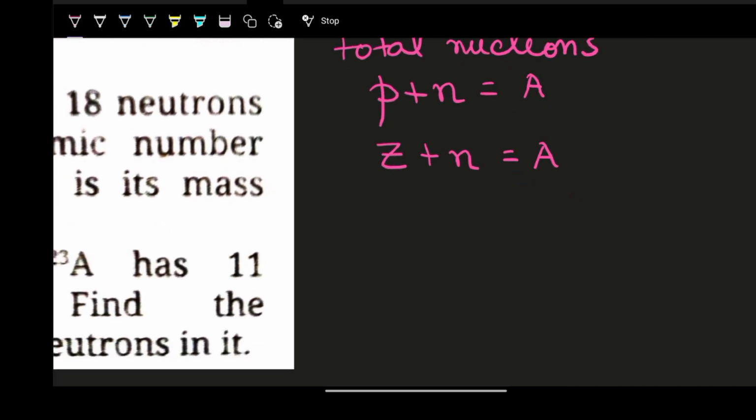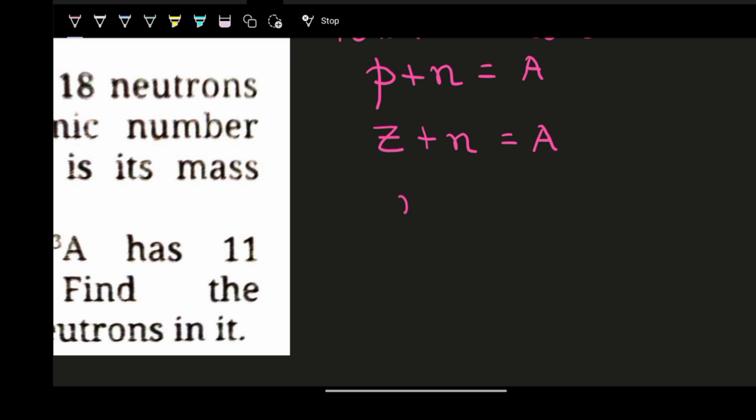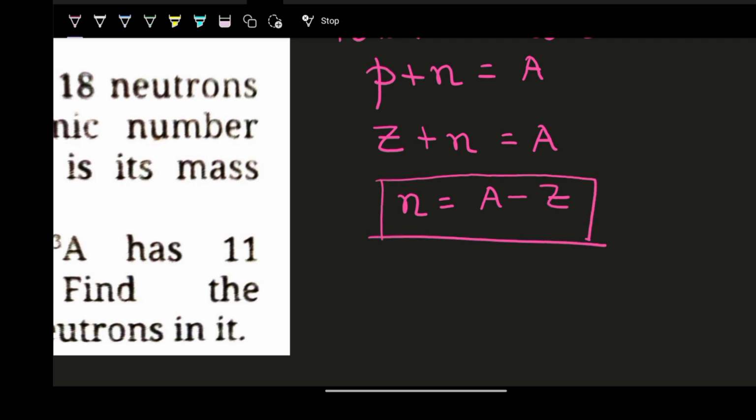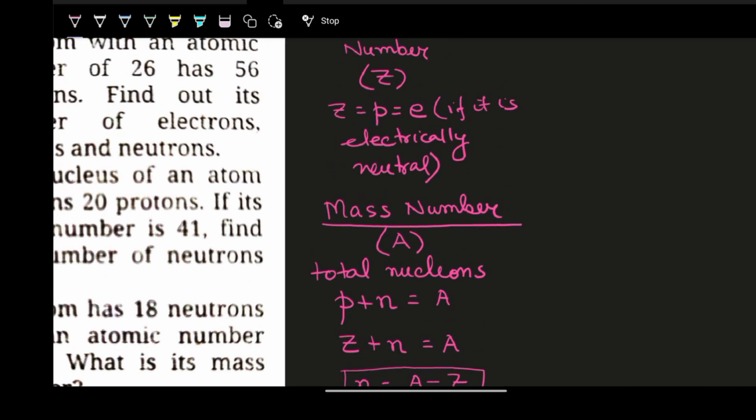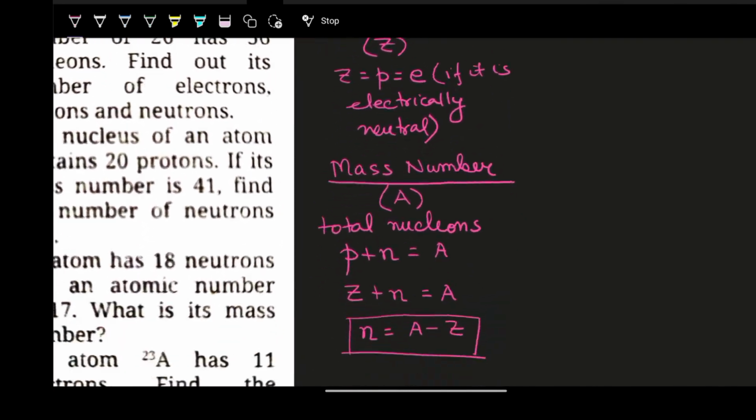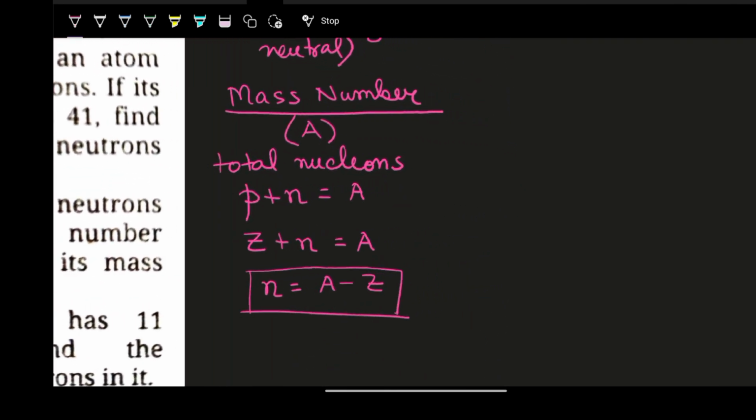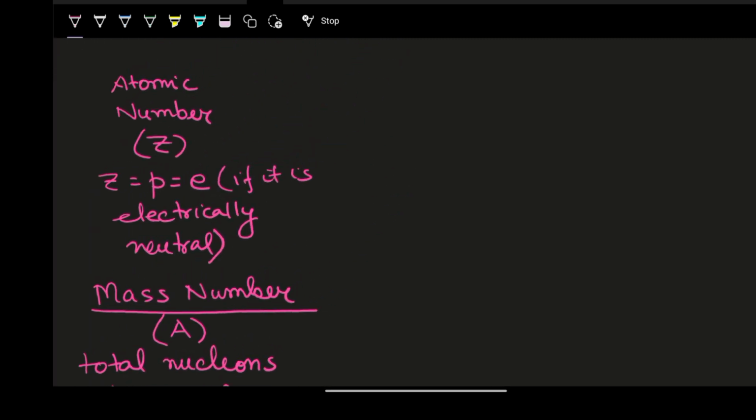So, how can we find out the number of neutrons? The number of neutrons is the difference between mass number and atomic number. This is how you can find the number of neutrons. Okay, so this is the concept: atomic number, mass number, finding the number of neutrons. I'll tell you another thing.